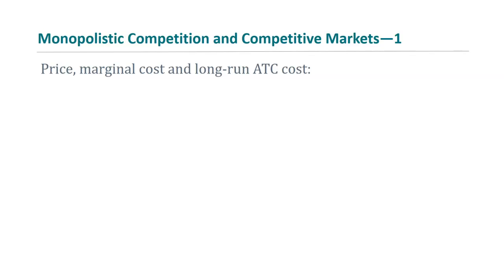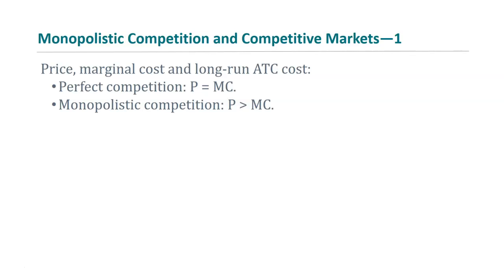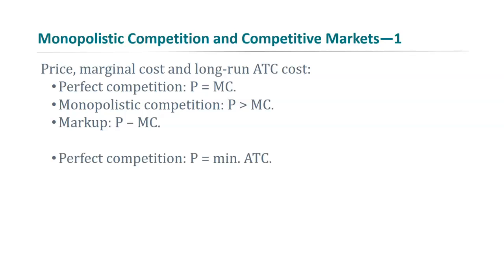So, monopolistic competition versus competitive markets in terms of price, marginal cost, and long-run average total cost. In perfect competition, price is equal to marginal cost. In monopolistic competition, price is greater than marginal cost, and we have a markup, where the markup is the difference between the price and the marginal cost. In perfect competition, the price is equal to the minimum average total cost. In monopolistic competition, the price is greater than the minimum average total cost. So price is higher in monopolistic competition than it is in perfect competition.